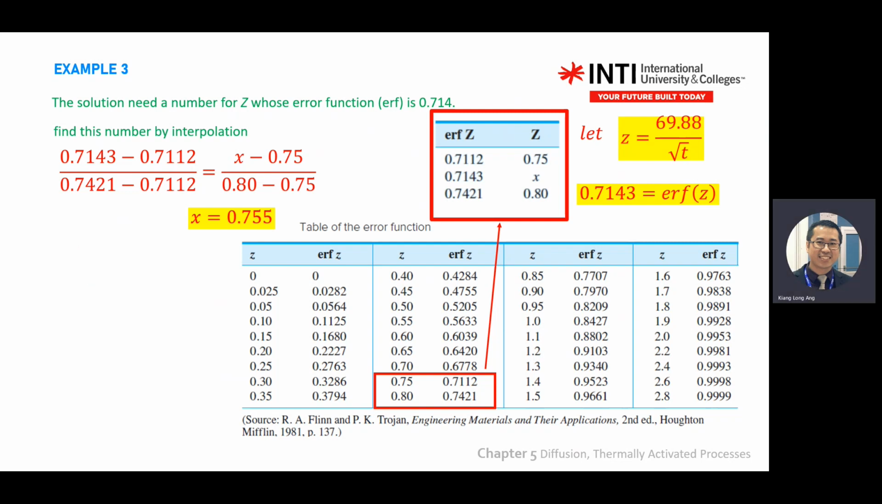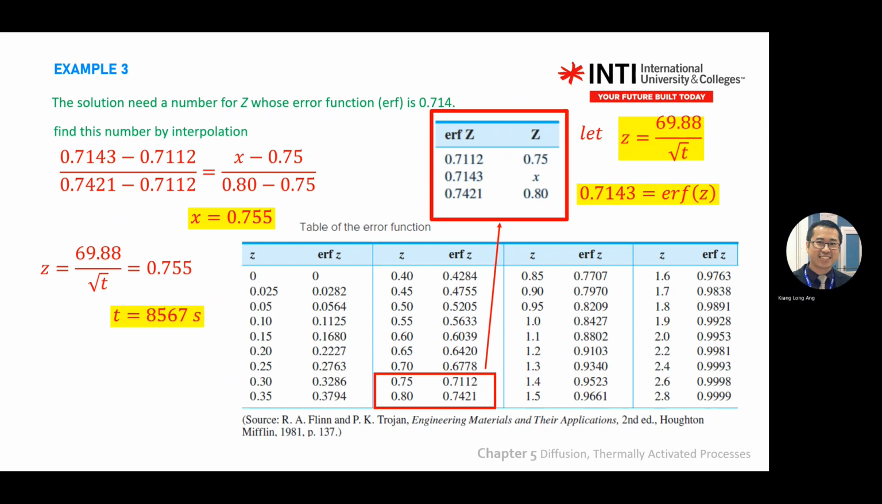Once you get your Z, your Z equal to 0.75, then you substitute back. Just now your Z is 69.88, right? Your Z is 69.8 over square root of T, right? So you use back the value, you rearrange the equation, you find your T. T with square root, you have a positive value and negative value. We take the positive value. The answer is 8567 seconds. The question asks you, I think if not mistaken, in hours and minutes. You change into hours and minutes. It's about 143 minutes. You divide by 60.